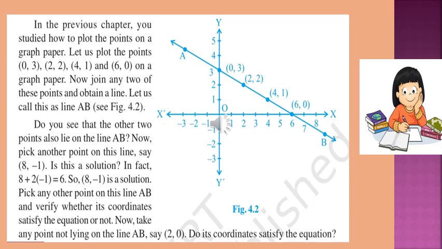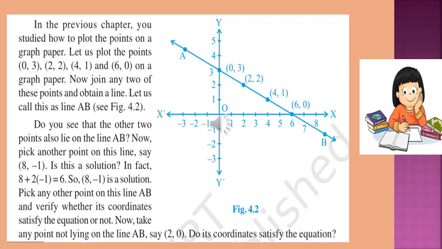Now you see that if you extend the line AB, there are infinitely many different points which lie on the line. If you find the coordinates of these points, they are nothing but the solutions of that equation. Now if you pick up another point, say (8, -1), see here, (8, -1). If you put those values in the equation, (8, -1) is a solution.